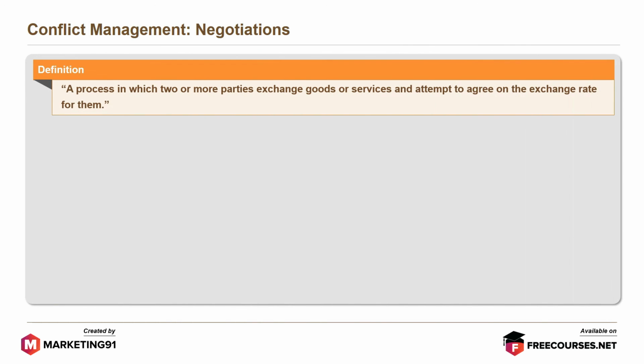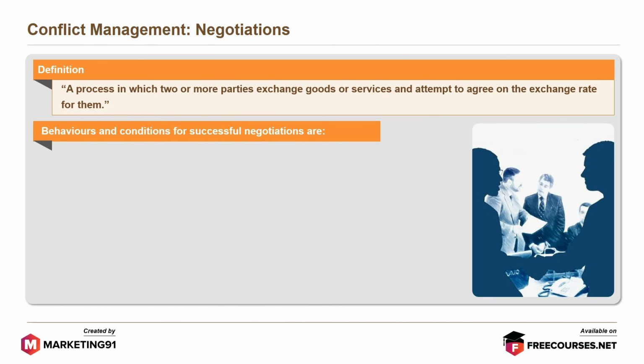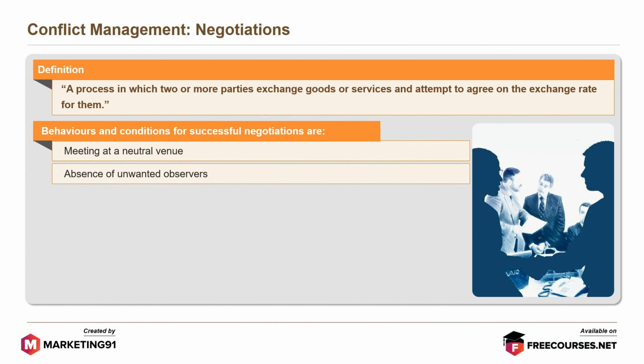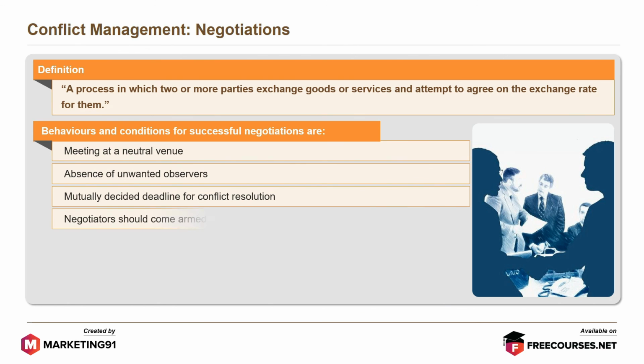The last is negotiation as a conflict management technique. Negotiation is a process in which 2 or more parties exchange goods or services and attempt to agree on the exchange rate for them. Behaviors and conditions for successful negotiations are: meeting at a neutral venue, absence of unwanted observers, mutually decided deadline for conflict resolution.